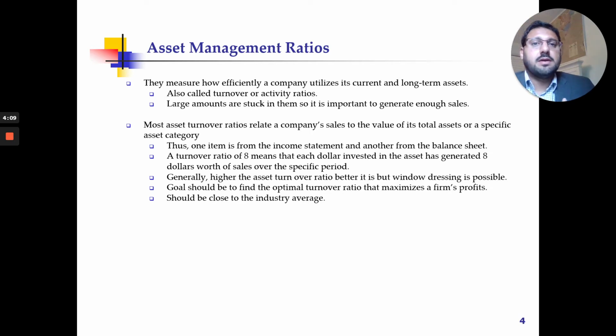Obviously we want more sales to be made, so we want these turnover ratios to be higher numbers. The higher these turnover ratios, the better. One item in these ratios, as mentioned here, is usually taken from the income statement, for example sales, and the other item is usually from the balance sheet, which is mostly the assets. As I just mentioned, a turnover ratio of 8 means that each dollar invested in the asset has generated $8 worth of sales over the specific period.